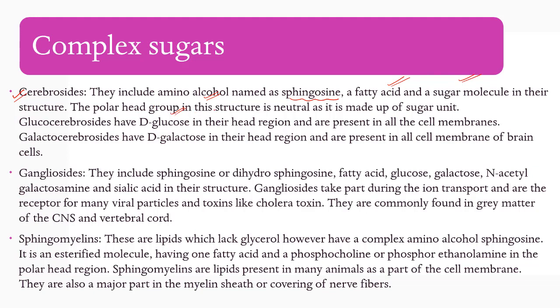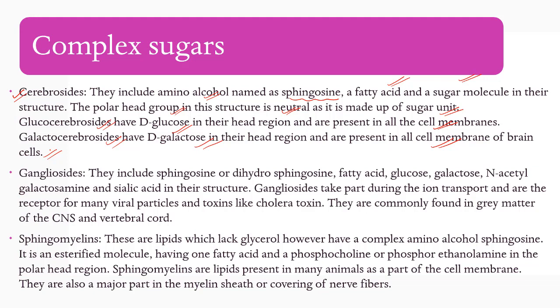The polar head group in the structure is neutral, as it is made up of a sugar unit. The glucocerebrosides have D-glucose in their head region and are present in all the cell membranes, and galactocerebrosides have D-galactose in their head region and are present in all the cell membranes of brain cells. So cerebrosides include the amino alcohol sphingosine, a fatty acid, and a sugar molecule. The polar head is neutral because it is made up of the sugar unit.